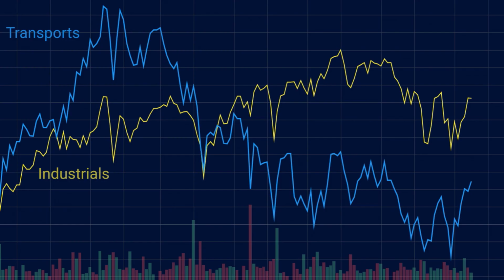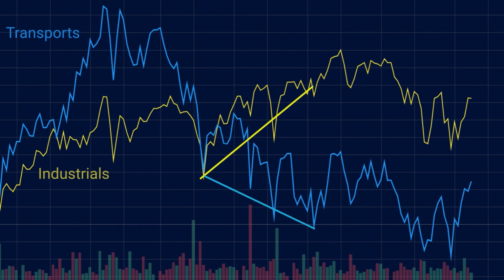The idea that the 2 indexes must track each other is one of the central tenets of Dow Theory. For example, if industrials are going up without transports, it means there's a disconnect in the market. Until that disconnect is resolved, the market outlook is uncertain.